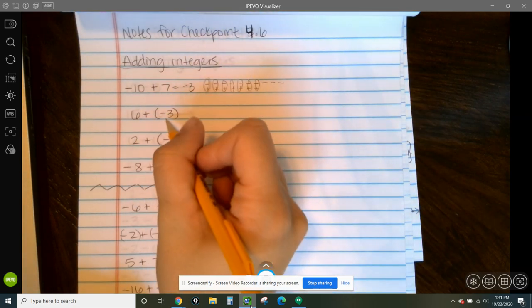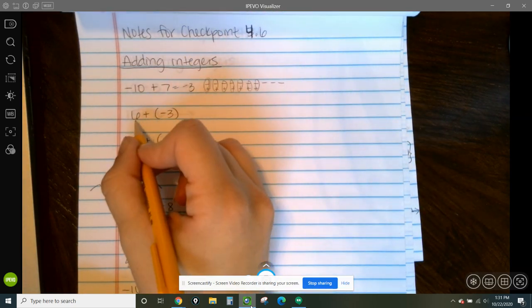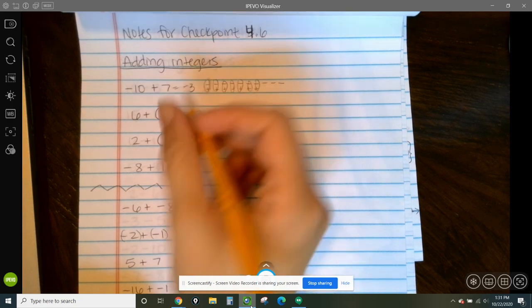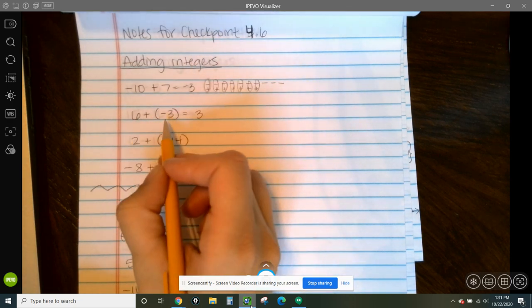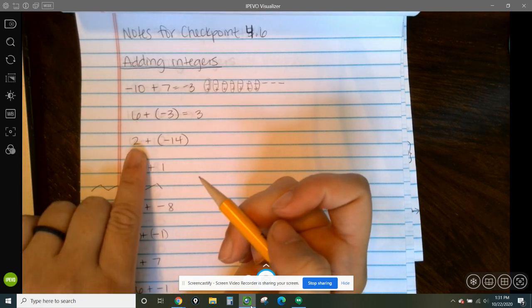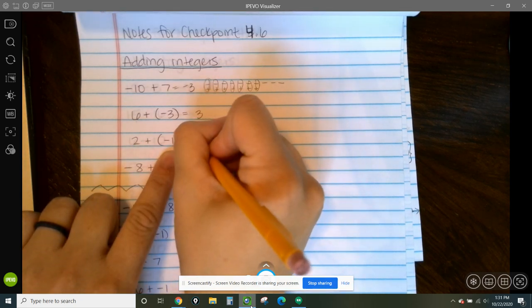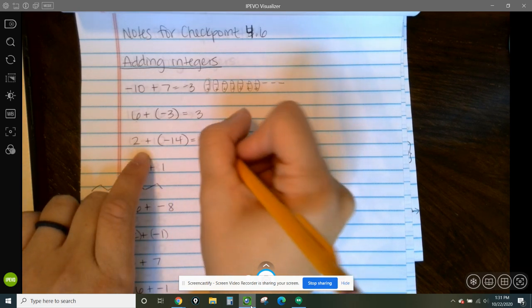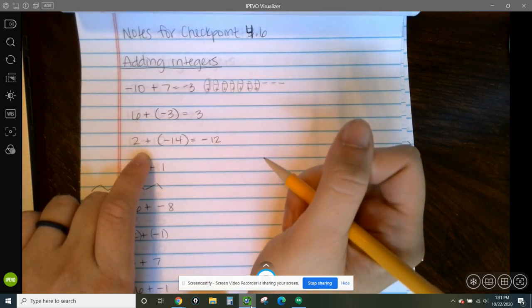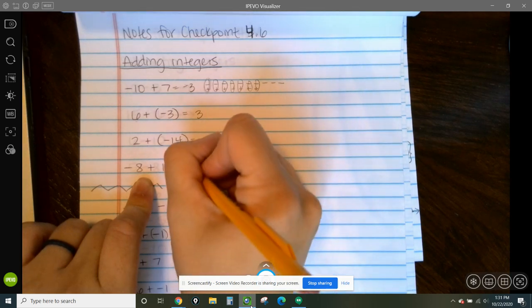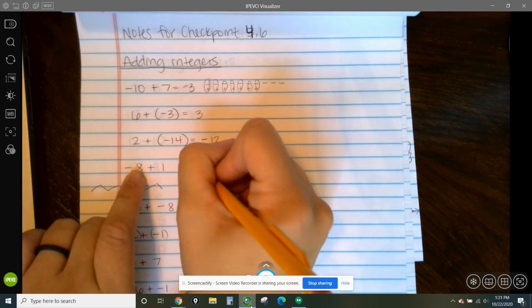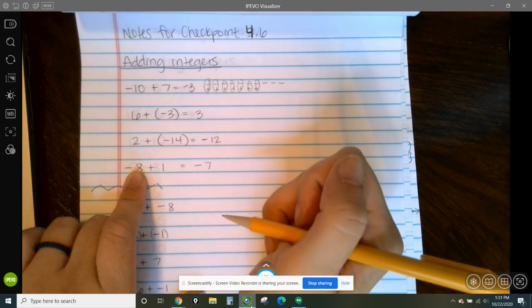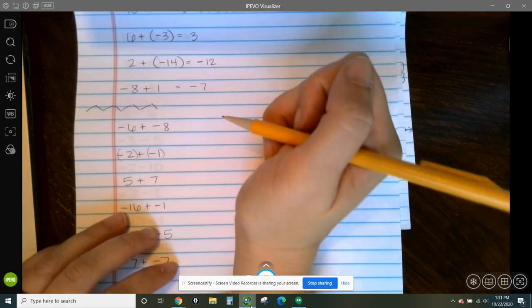Okay, here I have 6 positives and 3 negatives. I have more positives, so I know my answer is going to be positive. So this one's positive 3. There's 3 more positives than there are negatives. 2 plus negative 14. I have more negatives, so I know my answer is going to be negative. How many more negatives do I have? 12. Negative 8 plus 1. I have more negatives, so I know my answer is negative. How many more negatives do I have? 7.